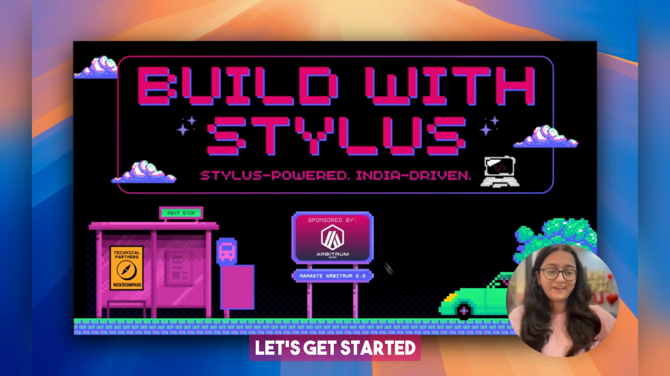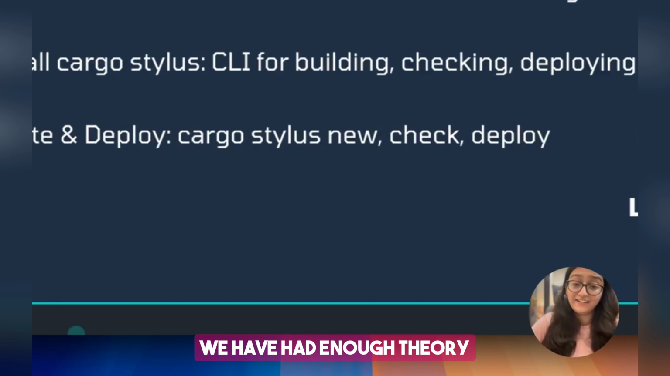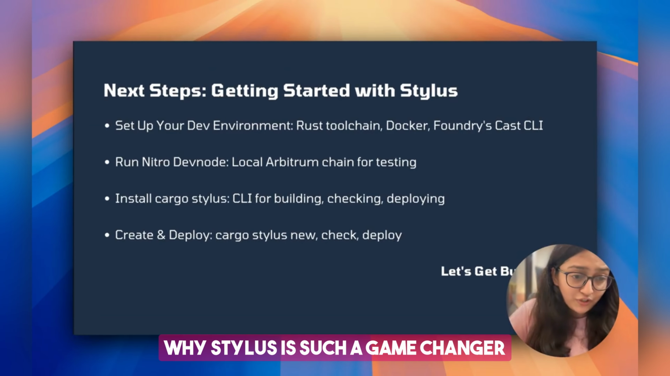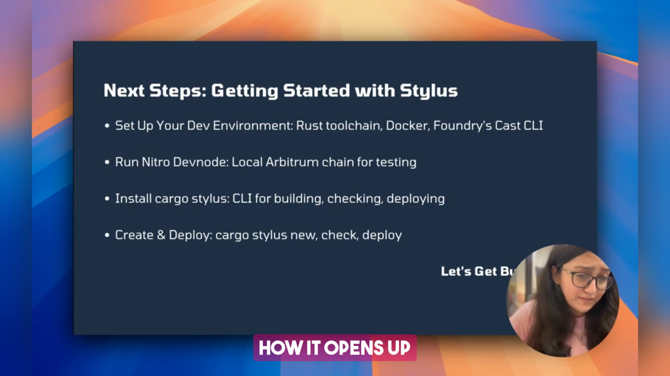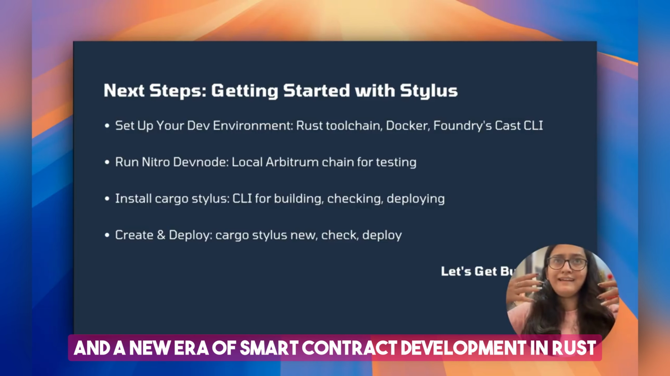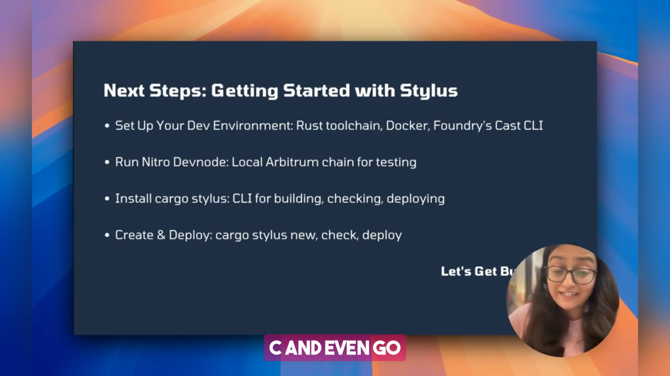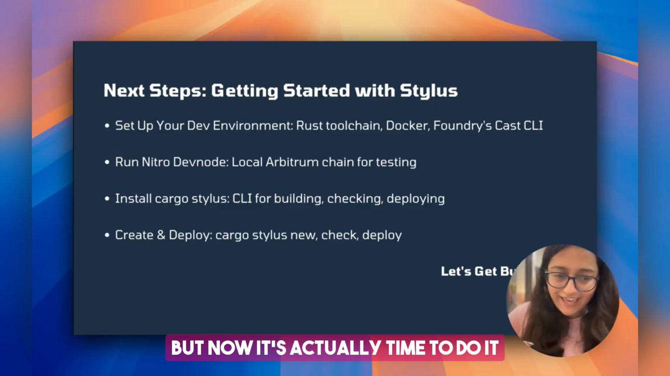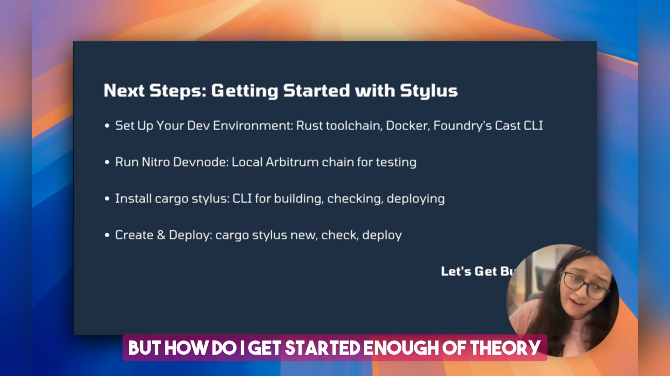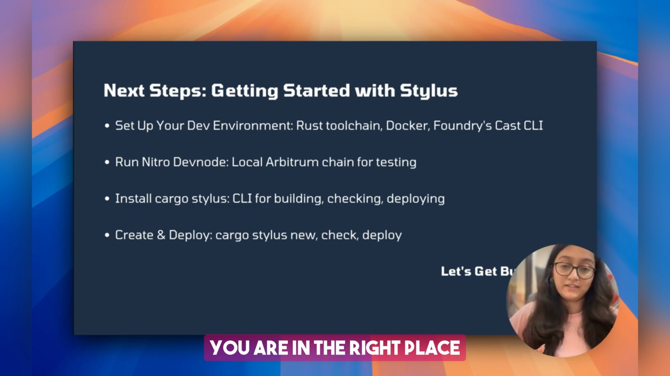Let's get started. We have had enough theory. We have talked about why Stylus is such a game changer, how it opens up a whole new world of possibilities for builders, and a new era of smart contract development in Rust, C, and even Go. But now it's actually time to do it. So if you have been nodding along thinking, okay, cool, but how do I get started? Enough of theory. You are in the right place.